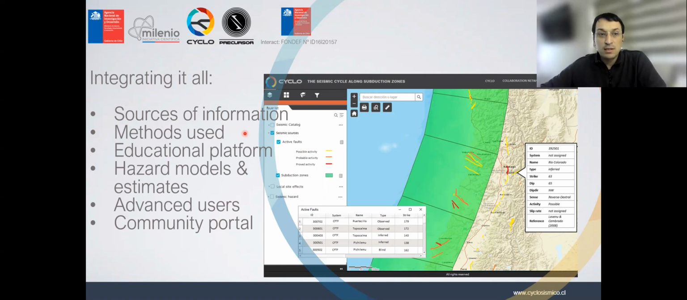Of course, the hazard models and the estimates, the user will be able to explore and to mimic some of the previous events that have happened in Chile. We'll have an advanced users platform or access, so that some people can download the data that we're using, or some of the data that we're using, and also will be allowed to upload some of their information, so that we transform the geoportal into a community portal, both for the scientific community and for the general public that will be interested in these topics.